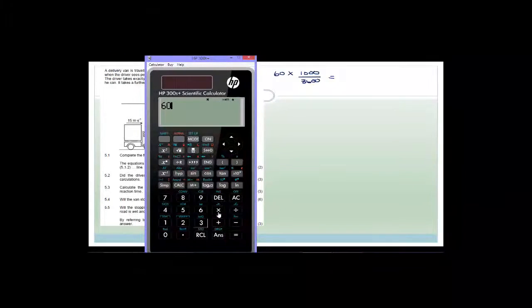So what do we need to do? We need to work out what 60 kilometers per hour is in meters per second to work out if he's speeding or not. So 60, we have to multiply by 1,000 and divide by 3,600, which equals 50 over 3, which is 16.67 meters per second. So 60 kilometers per hour is equal to 16.67 meters per second, and he was traveling 15. So the answer is no, he was not speeding.